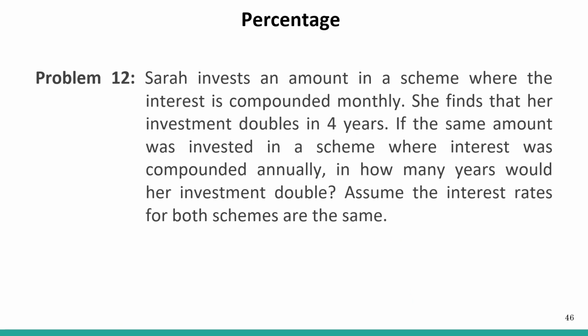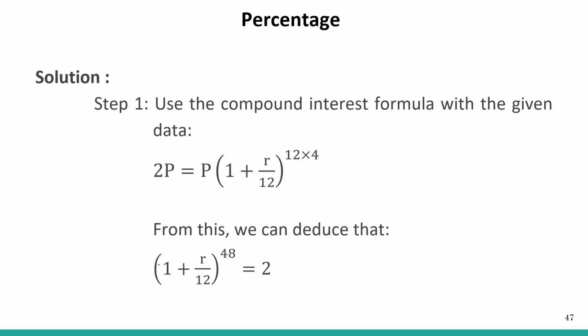Okay, let's see problem number 12. Sarah invests an amount in a scheme where the interest rate is compounded monthly. She finds that her investment doubles in 4 years. If the same amount was invested in a scheme where the interest rate compounded annually, in how many years would her investment double? Assume the interest rates for both the schemes are the same.